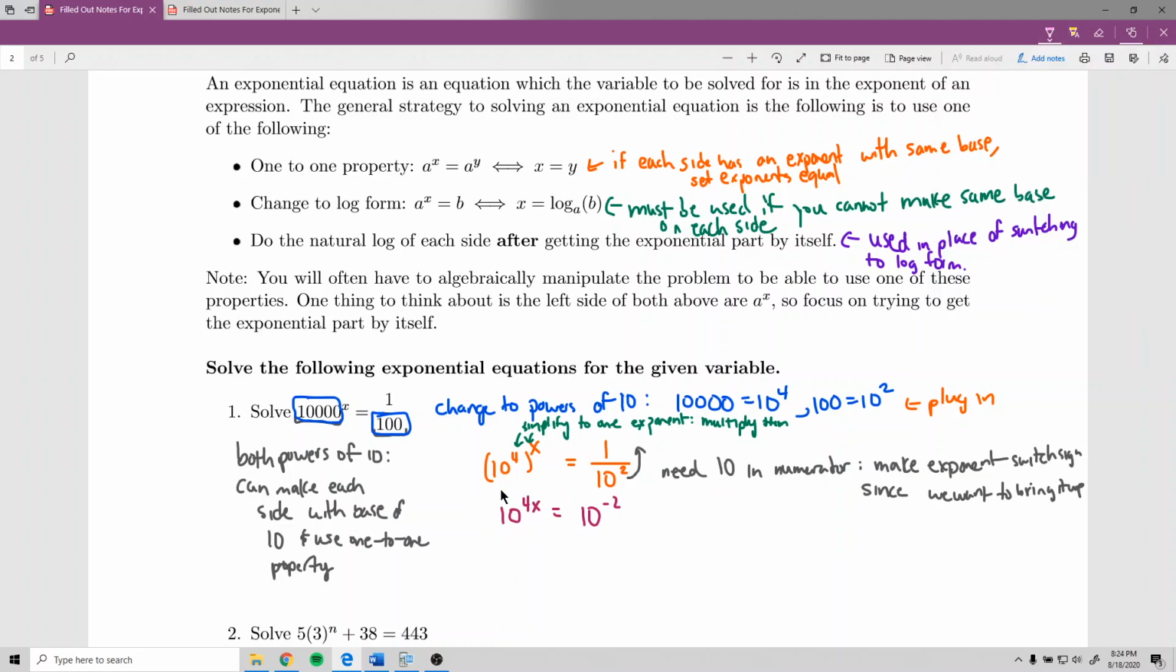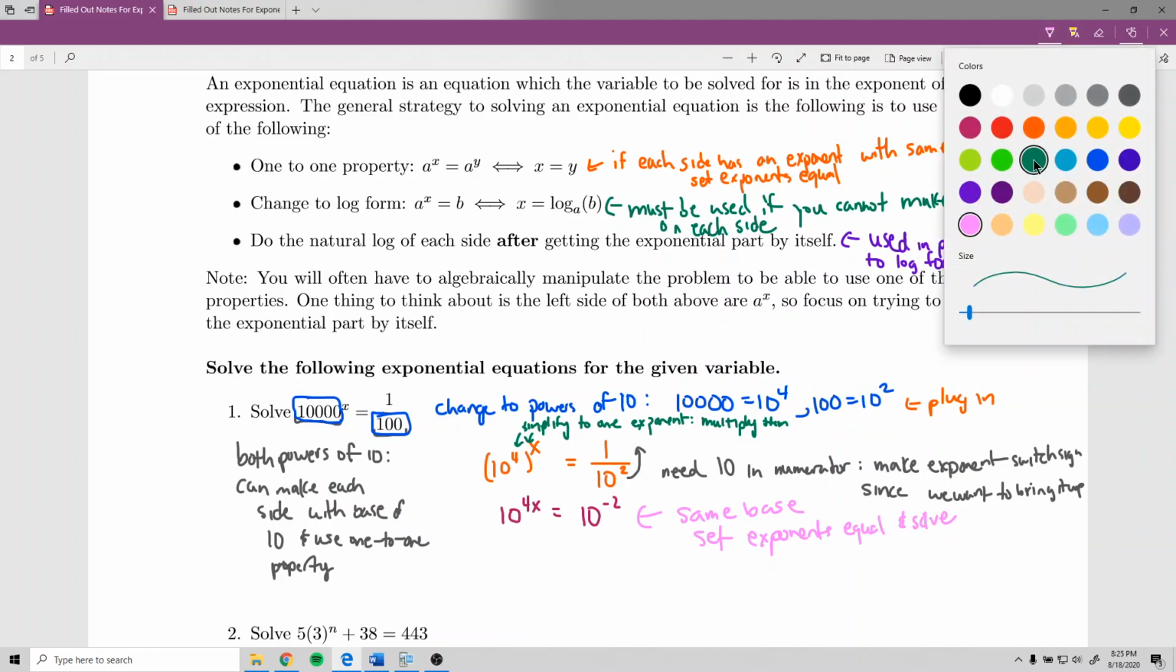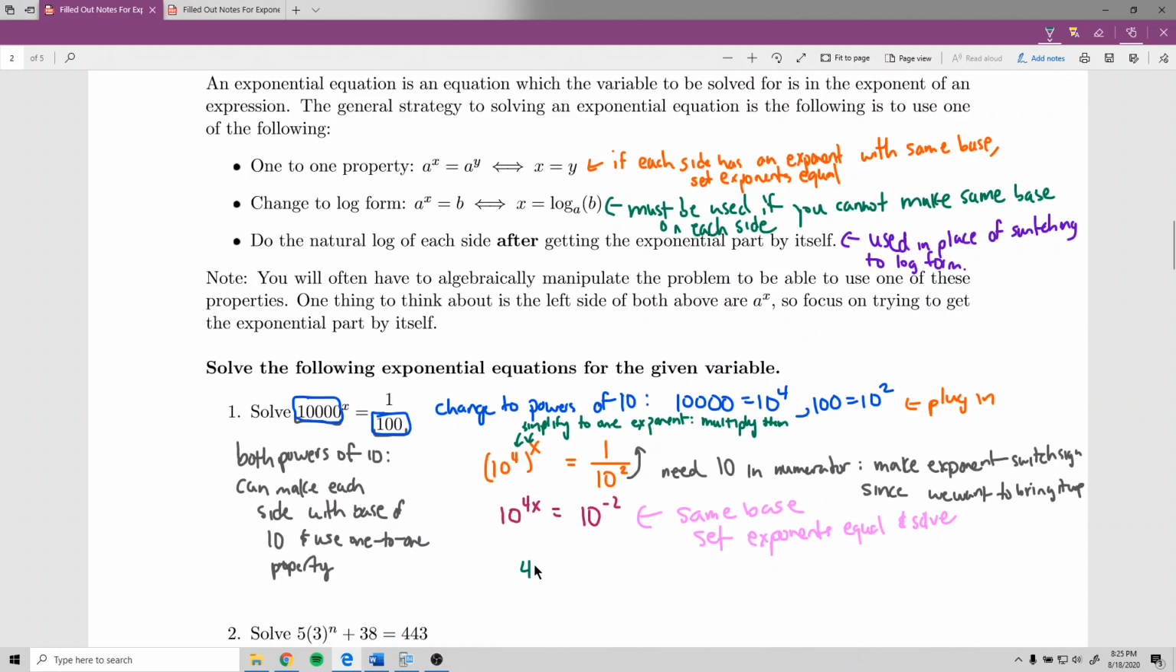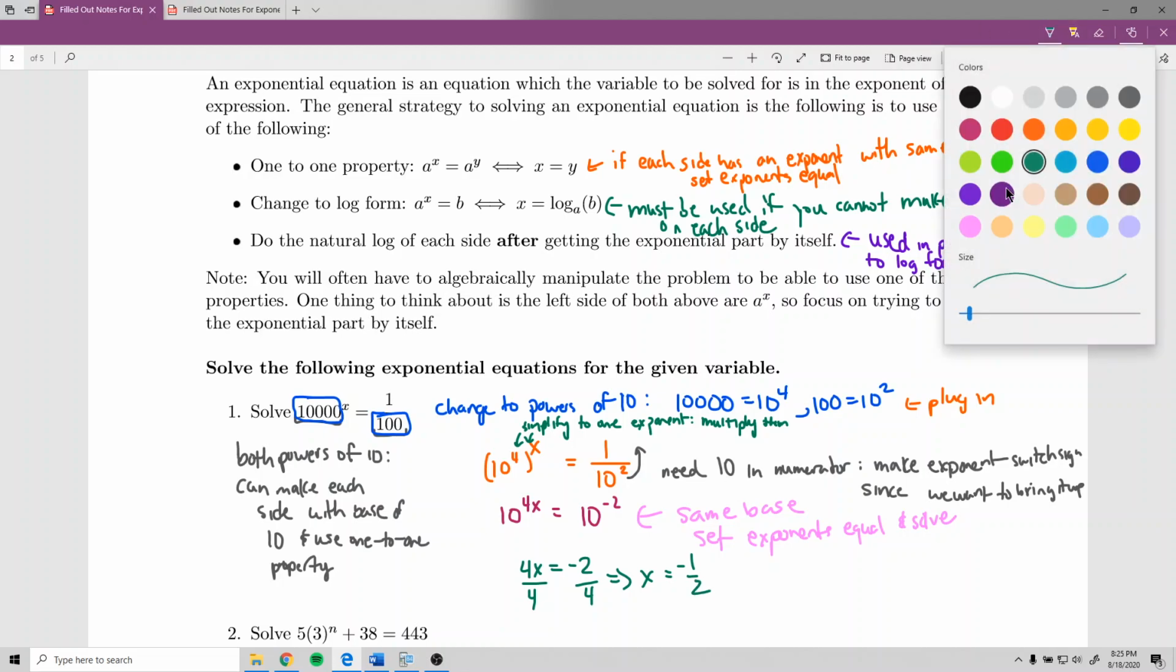Once you've done that, it really is pretty easy from here because we have the same base. Now, notice that it looks exactly like this form. A is 10, our base is 10 on each side, and our one-to-one property says set the exponents, not the insides. Set the exponents equal and solve. So if we set the exponents equal, we get 4x equals negative 2, and divide by 4, and you get x equals negative 2 over 4, which is negative 1/2 simplified.